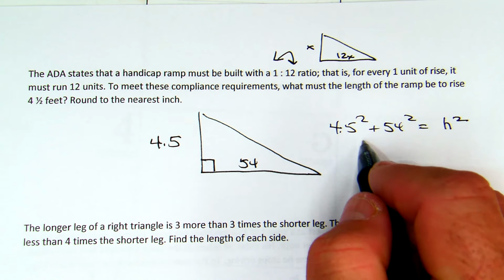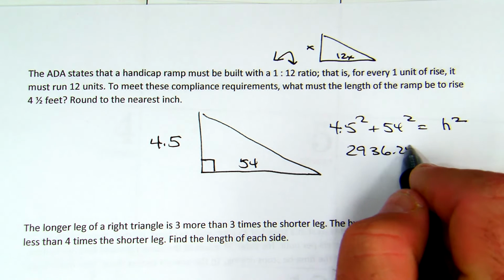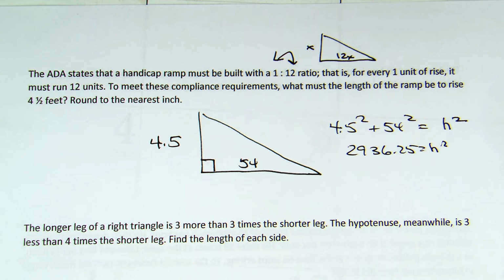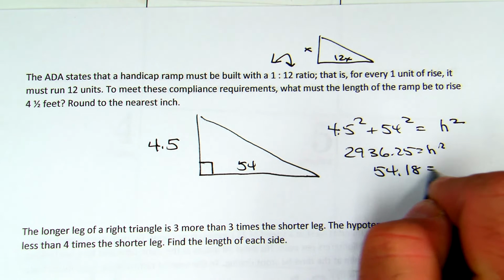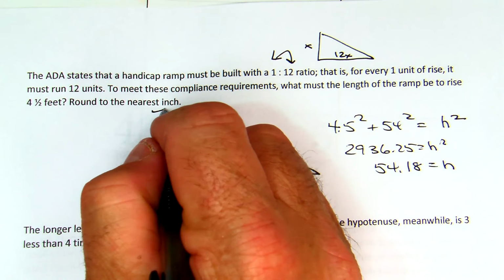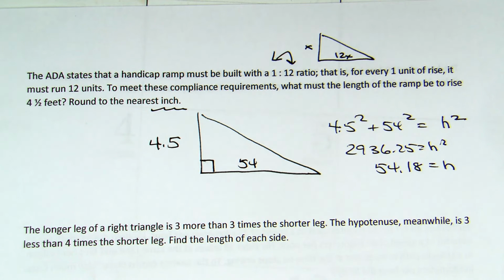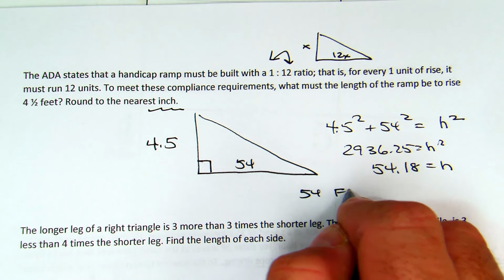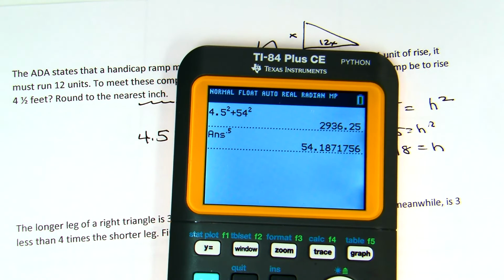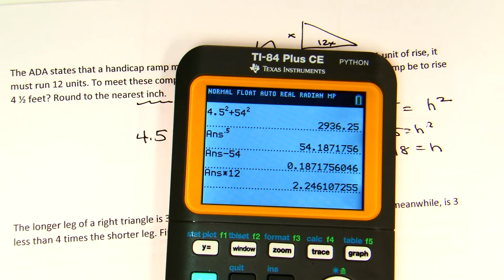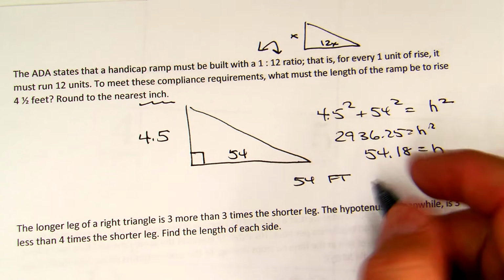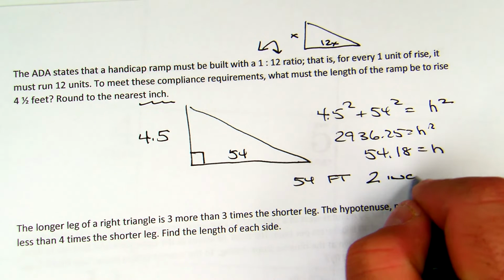Alright, that comes out to be 2936.25. And then my last move is a square root, and I get 54.18 for my hypotenuse, approximately. Now, once it's rounded to the nearest inch, the 54 feet goes away, because that's part of my final answer. In the calculator, I just subtract the 54, and it gives me the decimal. Then you multiply that by the conversion rate. There's 12 inches in a foot, so I multiply by 12, and I get 2.24, which is closer to 2 than 3. So my final answer is 54 feet, 2 inches.